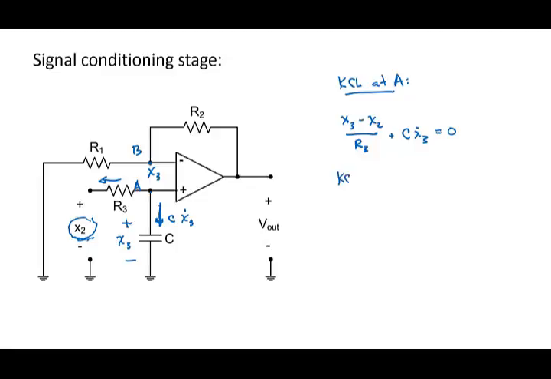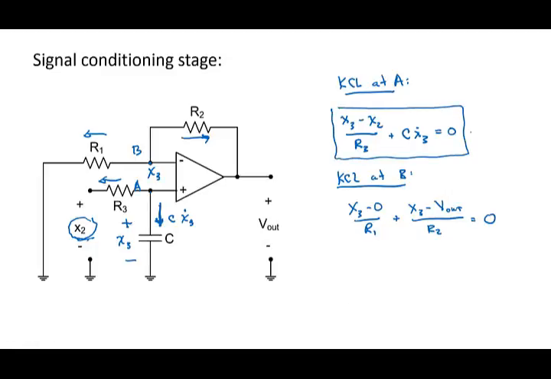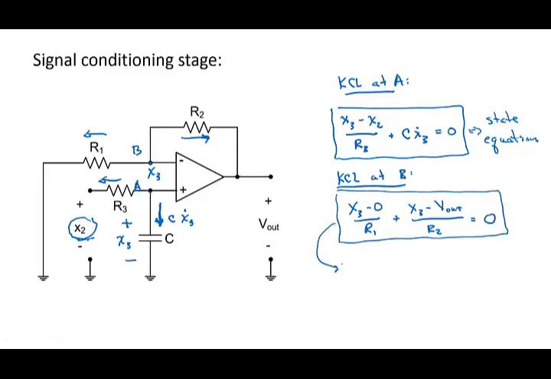And then KCL at B, this current through R1 plus this current through R2 is equal to 0. So X3 minus 0 over R1, the current through resistor R1 leaving node B, plus X3 minus V out, which is the output voltage from the filter, over R2 is equal to 0. So this equation here will give me my state equation for X3, and this equation here will provide my output equation.